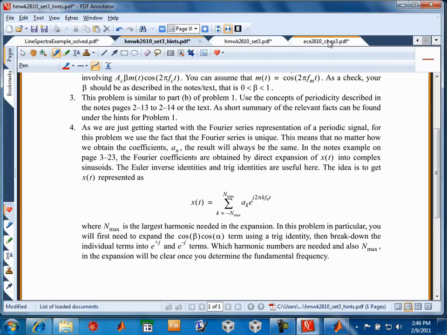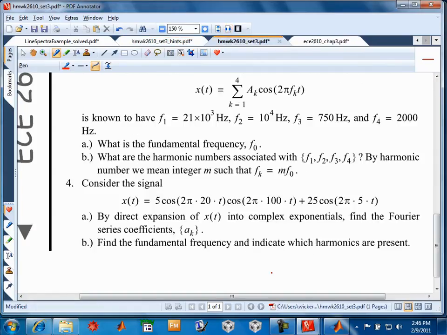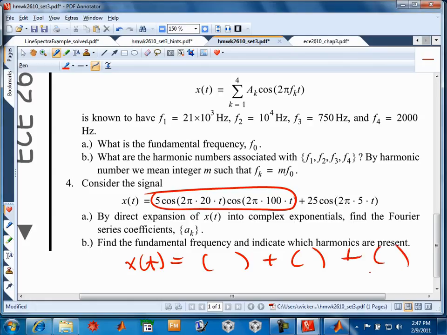But if you just look at the problem set, the first thing you need to do is take this term right here and multiply it out. That's a cosine times a cosine. That's going to give you cosine of a sum and cosine of a difference, right? When you do that, you'll be able to write x of t in terms of three distinct cosine terms. And then you can identify what the Fourier coefficients are directly from that.